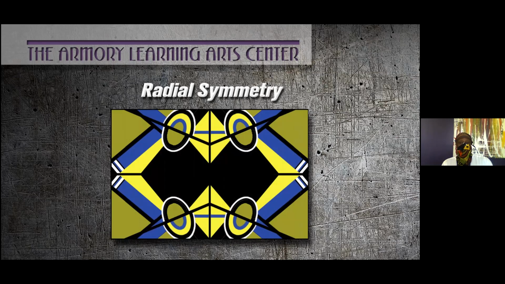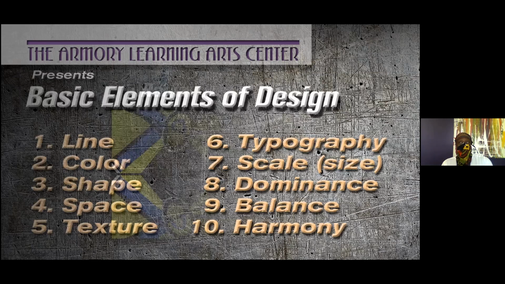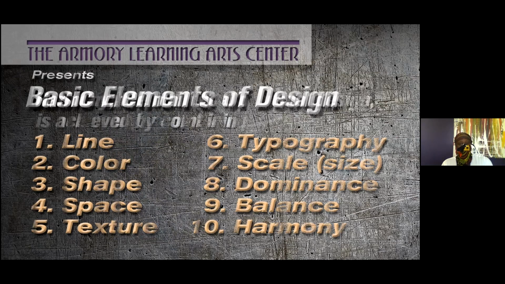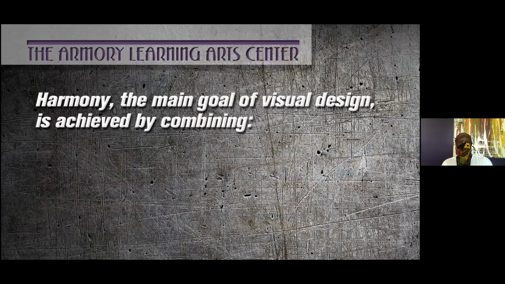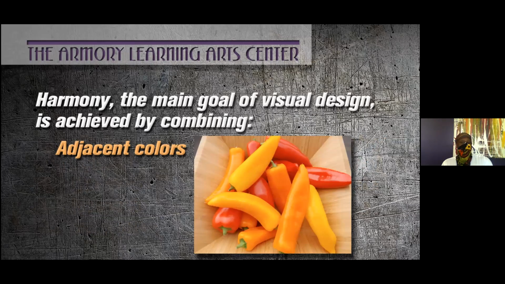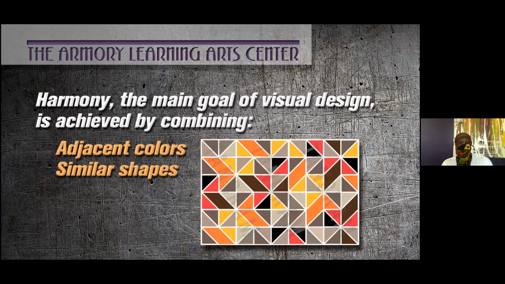That's called radial symmetry. Now, the final element of design is harmony. And harmony is the main goal of visual design. And that's achieved by combining adjacent colors. In this case, you got yellow, orange, and red. Similar shapes, take these geometric and create something that's overall harmonious.